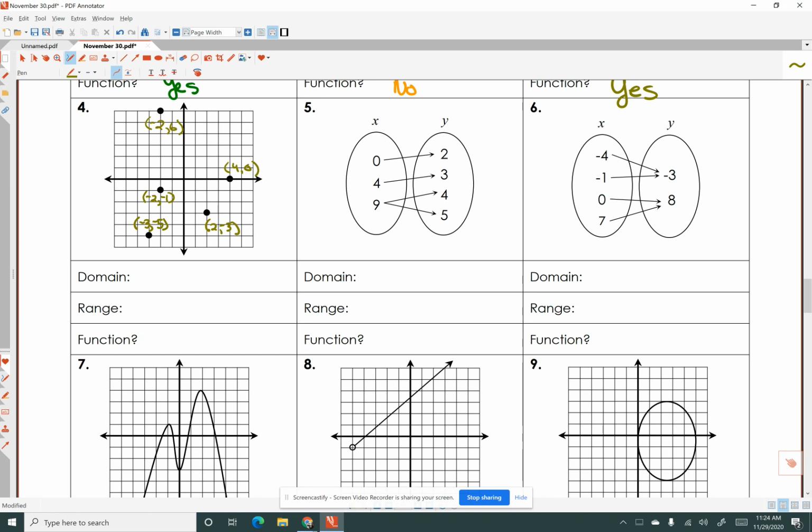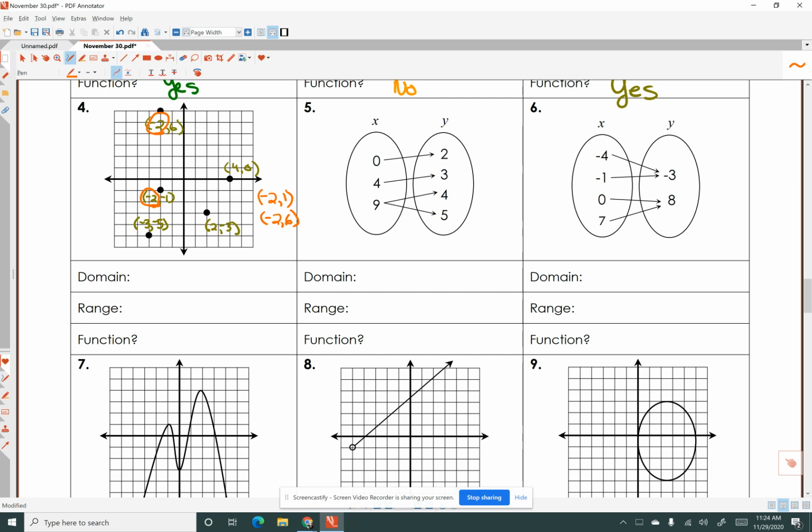Look what's going on here. Let's change the color so you can see that. I've got an x value of -2 with a y value of either 1 or 6. Okay, it's a relation, it's not a function. I have to have an individual y value for each x value.